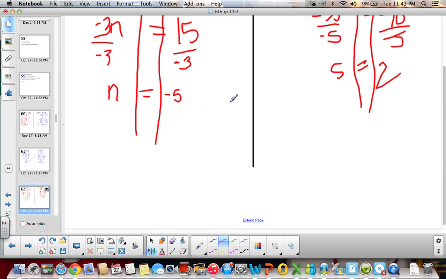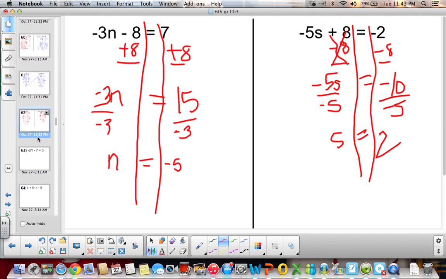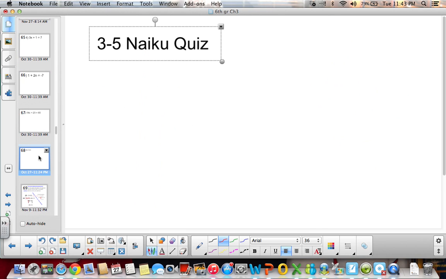So we're going to do more problems like this tomorrow, because I know that they're a little bit confusing and a little bit tricky with that extra step. You can always look in your book or online for other problems that involve 2 steps, and then make sure that you go into NICU and take the 3-5 NICU quiz.